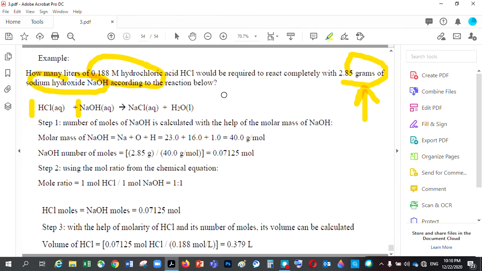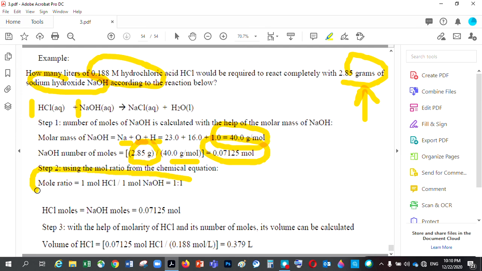So I have to convert the grams of sodium hydroxide into moles of sodium hydroxide. I have to calculate the molar mass of sodium hydroxide. Sodium is 23 grams per mole, oxygen is 16, and hydrogen is 1, so if you add it up, it will be 40 grams per mole. This is the molar mass. I divide the number of grams by the molar mass to get the number of moles.